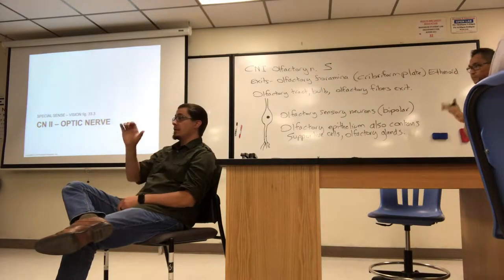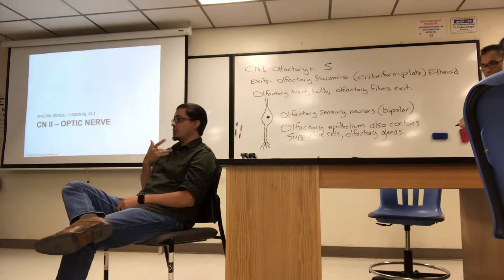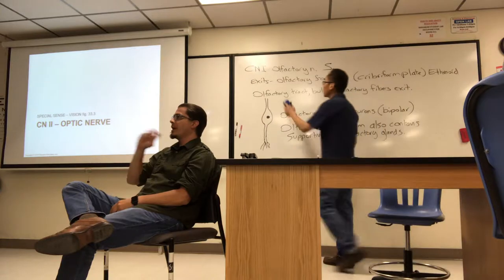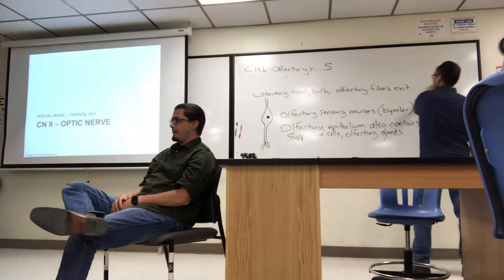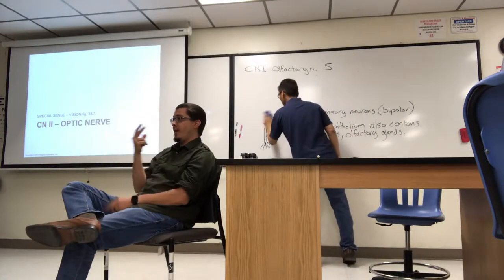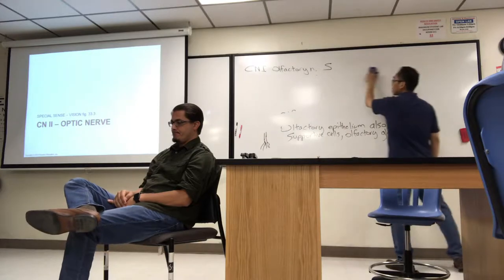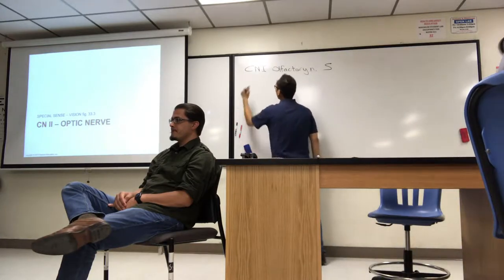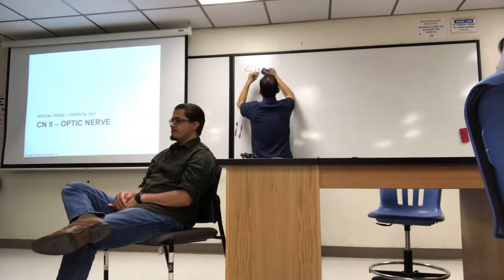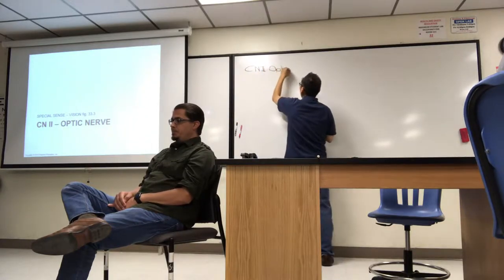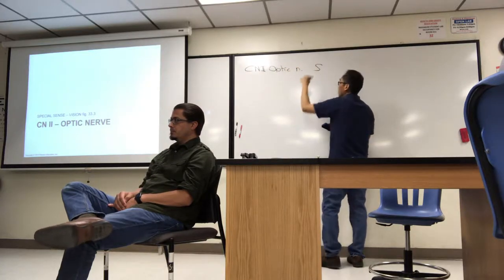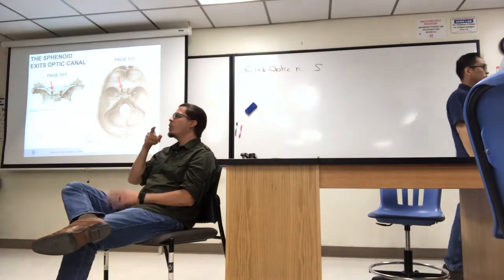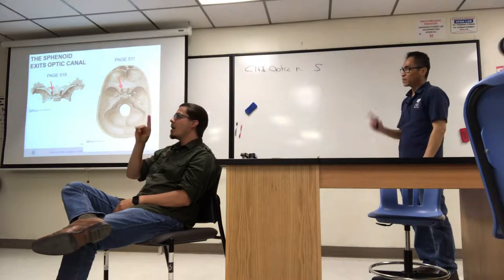Also, cranial nerve two is purely sensory, it's for vision, optic nerve. Special sense of vision is carried by the optic nerve. So I'm going to show you a picture of the sphenoid bone in and out of the skull here to remind you of, well, I'm pointing to the optic canal of the sphenoid bone because that's where this nerve exits.